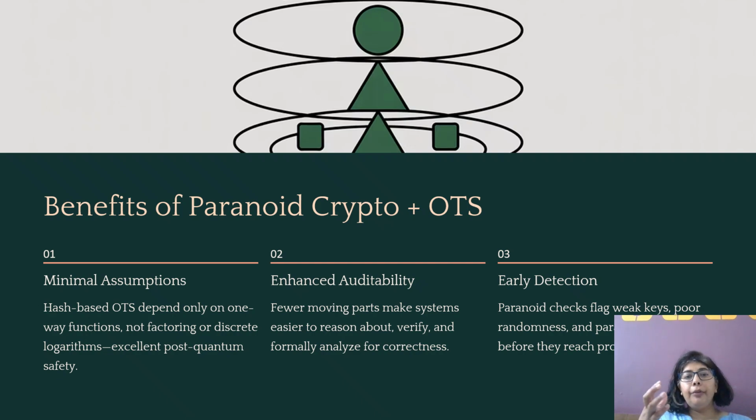What are the benefits of paranoid crypto plus OTS? Minimal assumptions: hash-based OTS depends only on one-way hash functions, not factoring or discrete logarithms. Excellent post-quantum safety. Enhanced auditability: few moving parts make the system easier to use, verify, and formally analyze for correctness. There is also early detection, as paranoid check flags make issues more reachable.